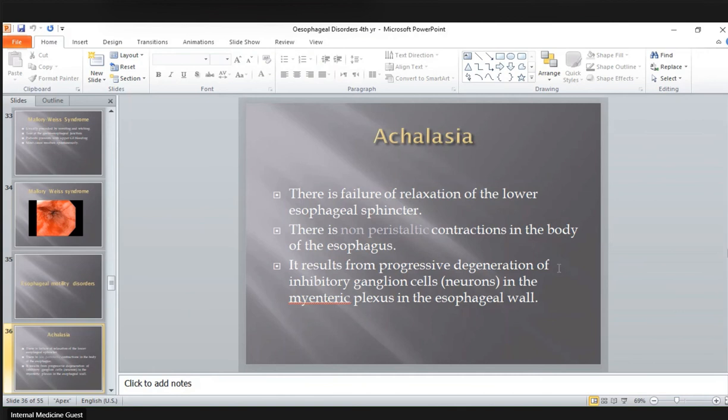However, we are talking about them quickly here. We'll talk about achalasia. In achalasia, the lower esophageal sphincter fails to relax. When we swallow, the lower esophageal sphincter opens up to allow the food to enter the stomach. In this condition, there is failure of relaxation of the lower esophageal sphincter. Now, the propulsive movements that we call peristalsis also fail. So the contractions may still be there, but they are not peristaltic. So they do not have propulsive power.